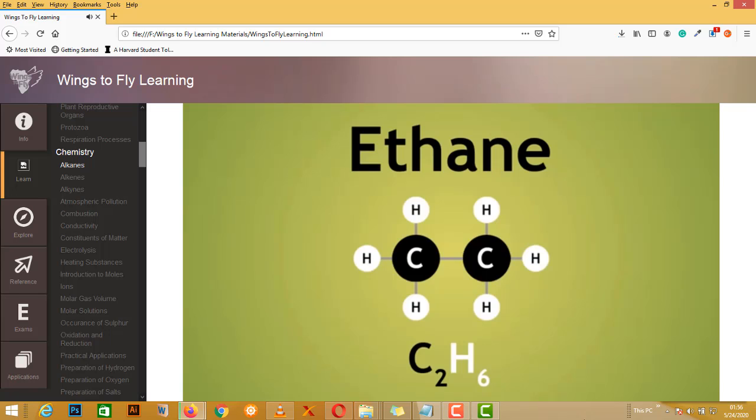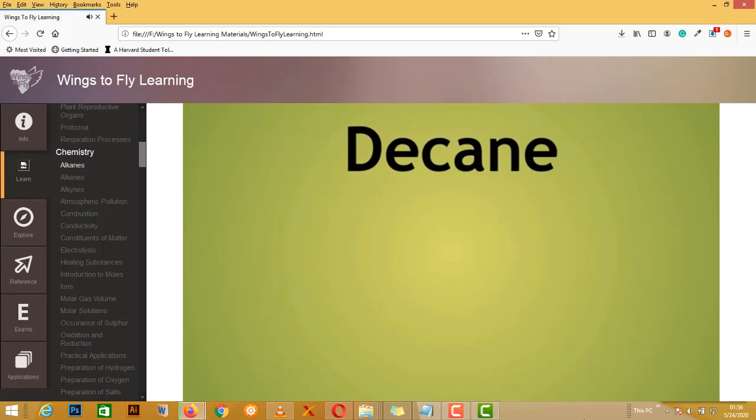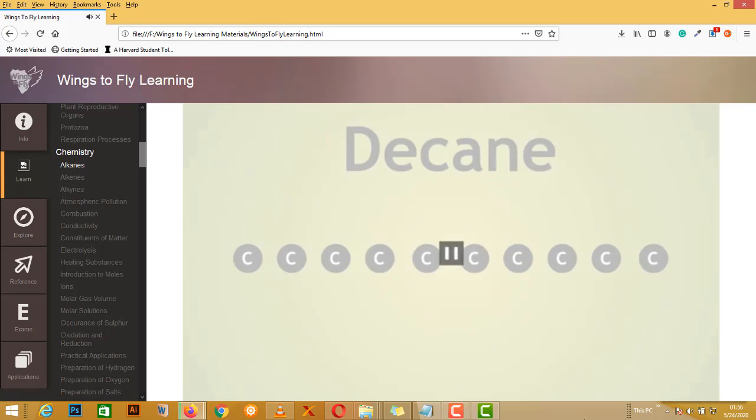C2H6. Using this, we can find the molecular formula of other alkanes. For example, decane, an alkane with 10 carbons. Pause the video now and use the general formula to work out the structure of decane.